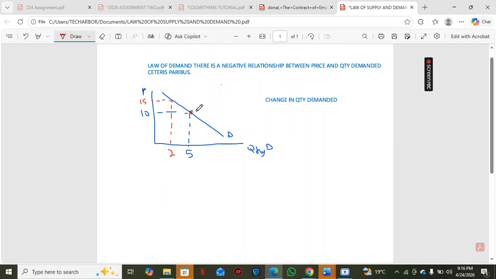We started here at point A. Bread was 10 kwacha, and we were buying 5 loaves of bread. Now the price of bread has increased to 15 kwacha, so we're buying 2 loaves of bread. This movement along the demand curve is what we call change in quantity demanded. And we've seen here the inverse relationship between price and quantity demanded.